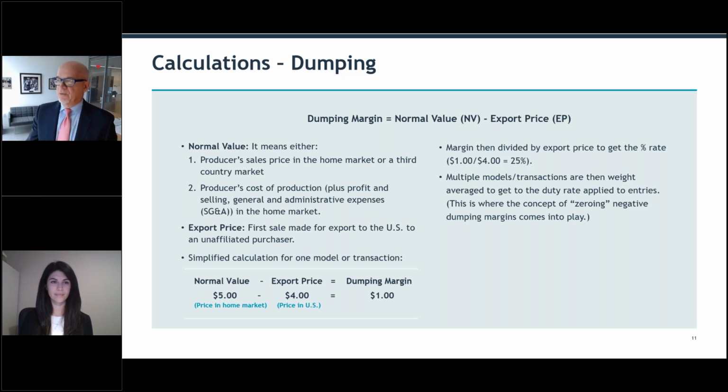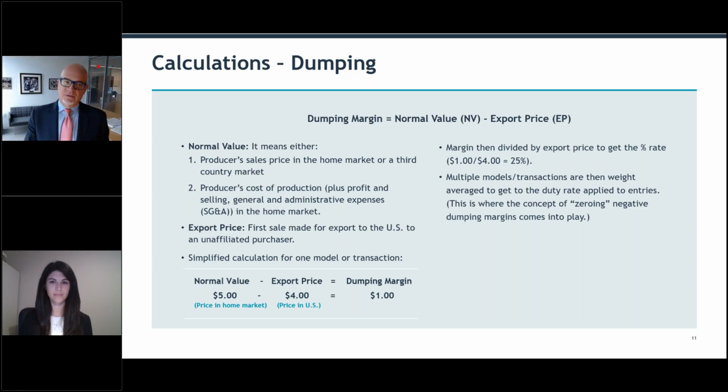But basically, what you're looking at, and this is the price discrimination calculation I talked about earlier, is where the U.S. price, the price for the U.S. sale, is lower than what's called normal value, which is normally the home market, but can be some other substitute. And if that price in the U.S. market is lower than what's called normal value, then you're dumping.